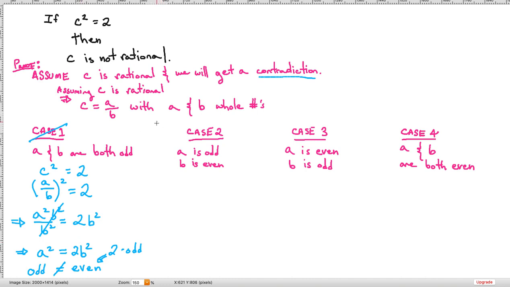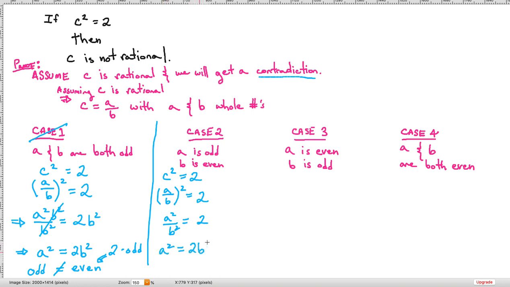Now I go to the next case, and I do the same kind of argument. I already know c squared. I run through the same equation. In this case it's the same idea, but we just have to keep in mind that a is odd and b is even. So you have again a squared over b squared, and a squared equals 2b squared, the same way I got it before.